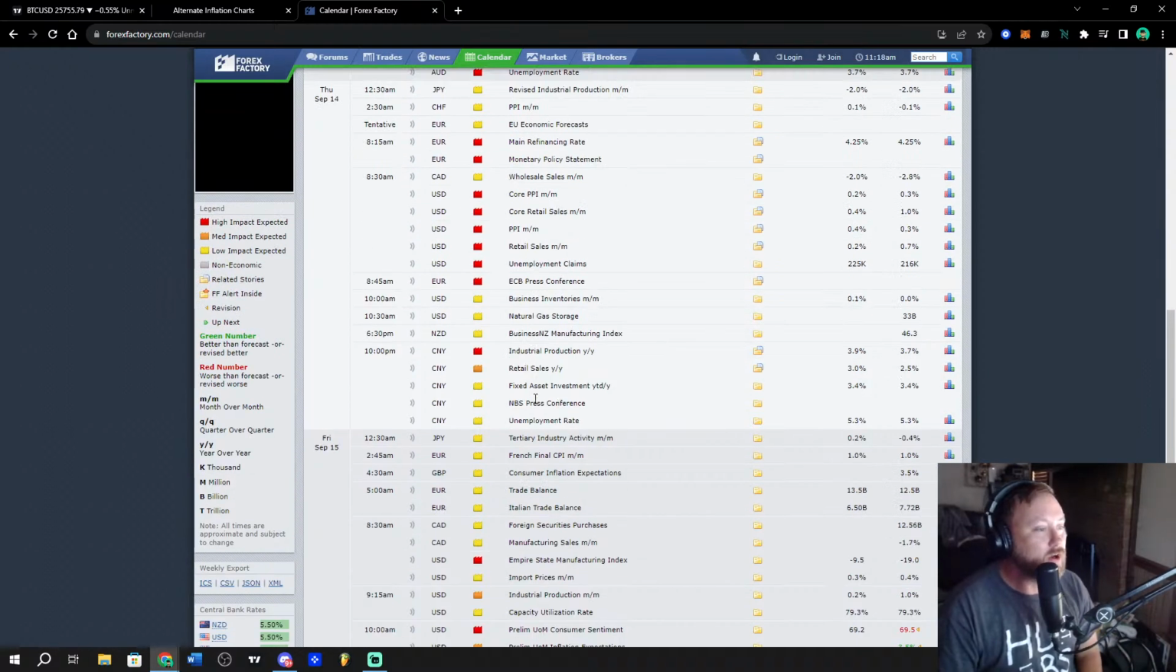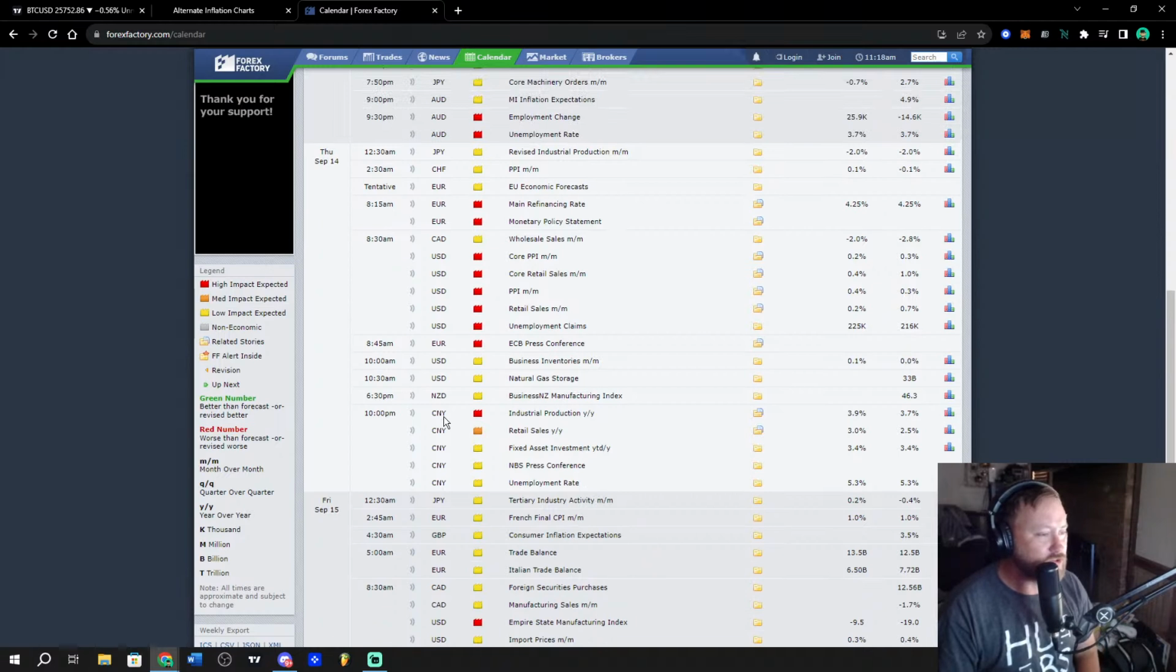And then Chinese, as I call them, because they're CNY. Chinese has industrial production at 10 p.m. I would be watching Bitcoin at 10 p.m. on Thursday night, especially after all of this stuff. You might see some movement here. Right in the Asia kill zone, too. And then they also got retail sales year over year. Retail in China. Not looking good.